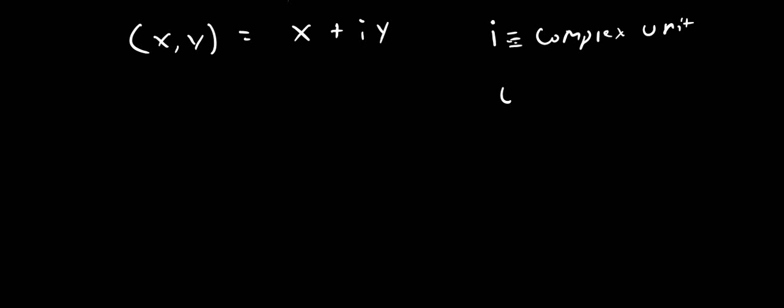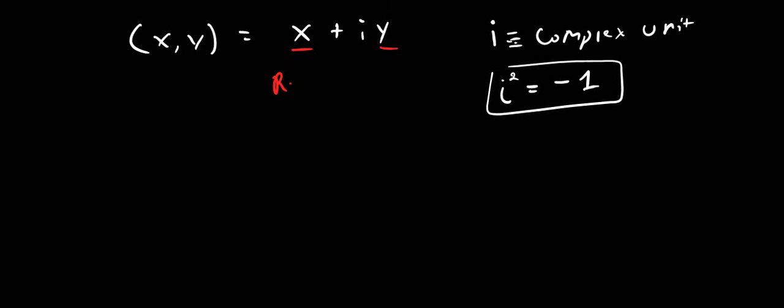And i is defined as i squared is equal to minus 1. It has this following property, an extremely important property. But anyways, over here, x and y are real numbers. And so this is the form I think most people are used to seeing complex numbers represented as. And it's just a fancy way of writing this ordered pair.